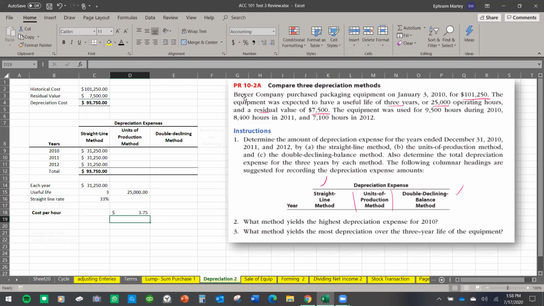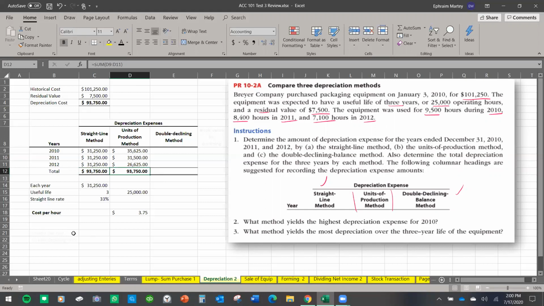Let's see, in the first year, how many hours did we use? It says right here we used 9,500 in 2010, 8,400 in 2011 and 7,100 in 2012. So we are going to multiply those hours. We use 9,500 multiplied by 3.75 for the first year. The second year, we will take 8,400 multiplied by the same dollar amount. And then we take the last one, 7,100, and multiply by 3.75. If we sum them up, we realize we have 93,750, which is the depreciation cost.